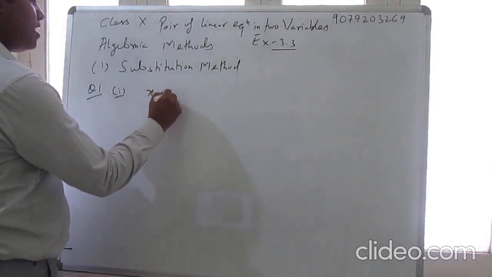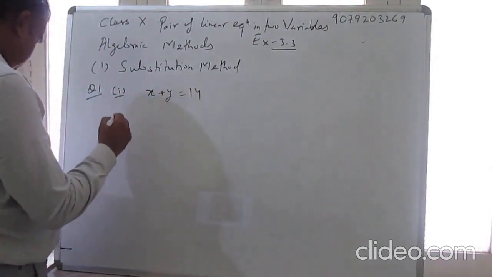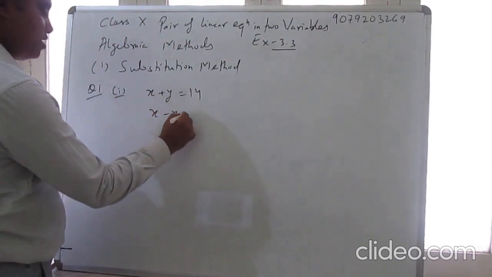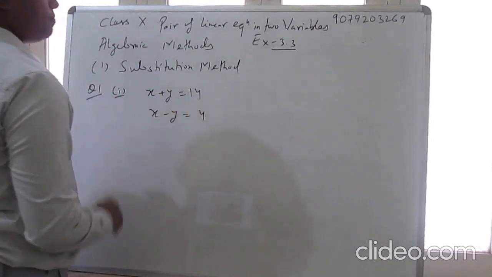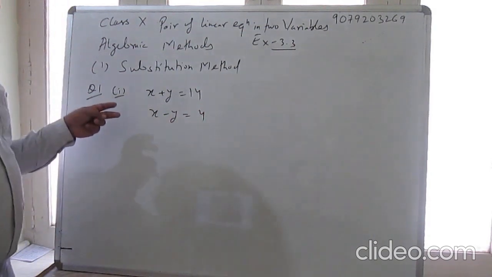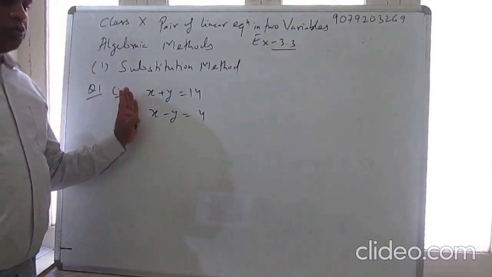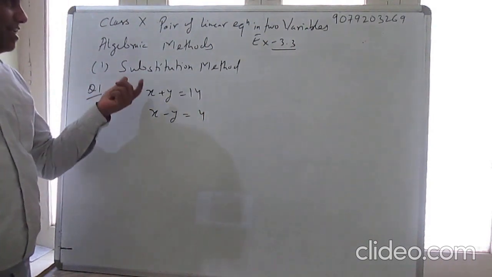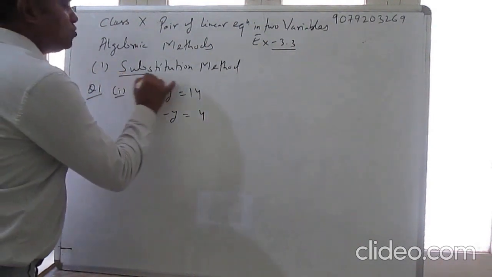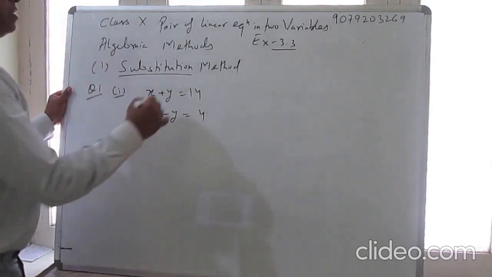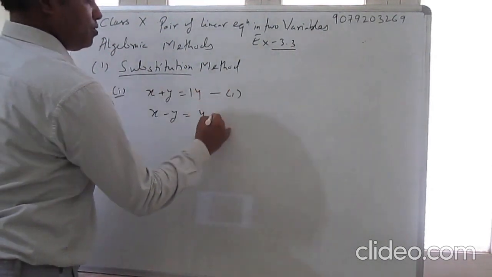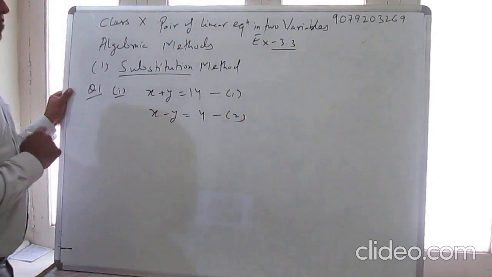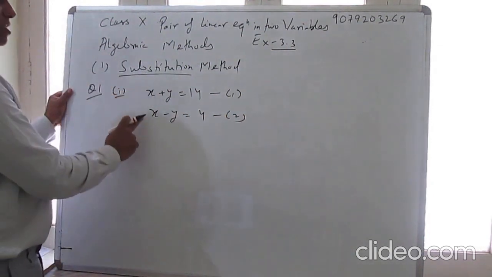x plus y is equal to 14, x minus y is equal to 4. You can do this by elimination method also. Elimination method is simple, but in this exercise we use substitution method. So how will you do by substitution method? See here, this is equation 1, this is equation 2.